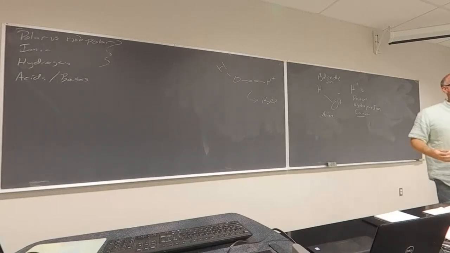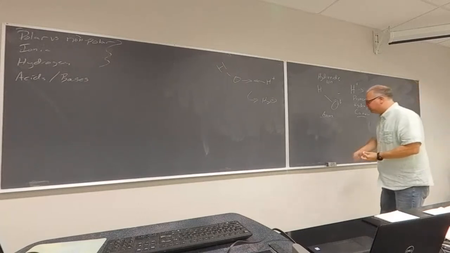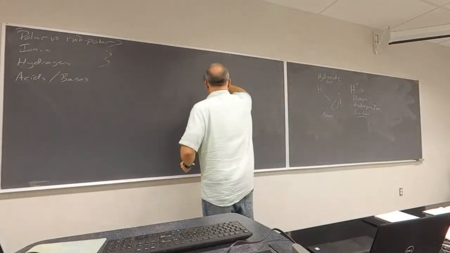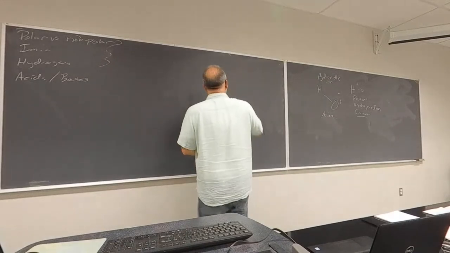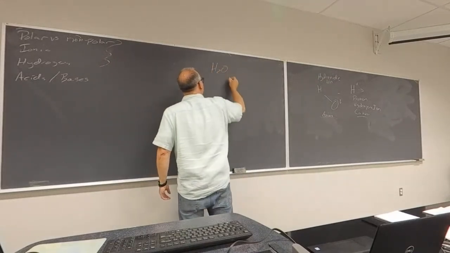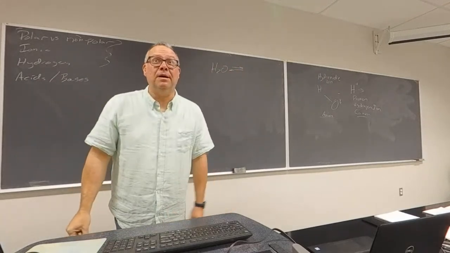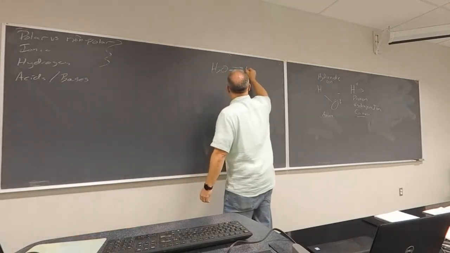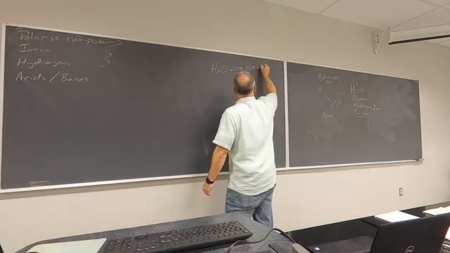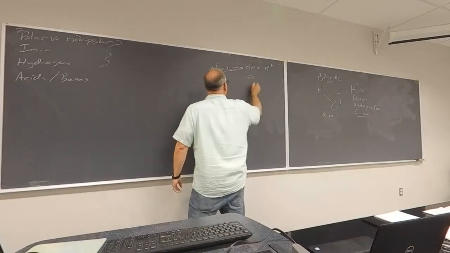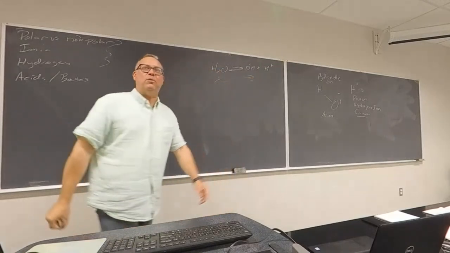If we wanted to draw a chemistry equation like this, let me erase this over here because it's kind of junky anyway. We would say H2O is in equilibrium, separating into OH minus and a proton. And this reaction goes that way, and it goes that way.